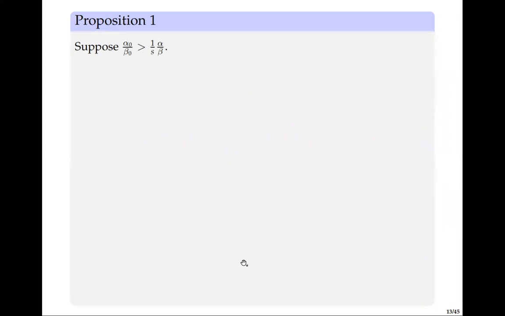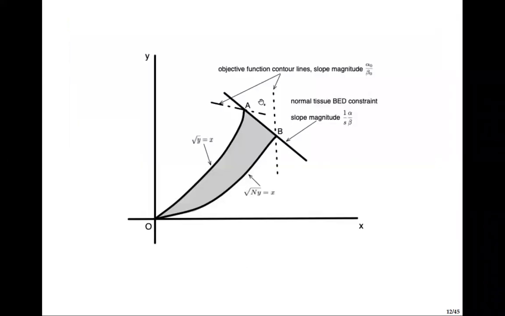And that is when the situation in this picture is such that the slope of this contour line, the objective function contour line, actually matches the slope of this. So anything that lies on this line segment is actually optimal, okay? And that's in the XY variable space.